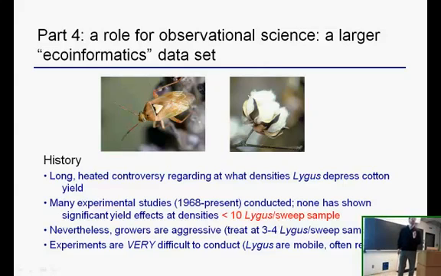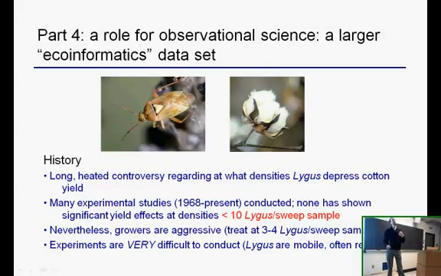But the growers are very skeptical of this experimental result. And the growers typically treat at much lower densities, sometimes 3 to 4 ligas per sweep, sometimes lower. So this has been like a festering problem in pest management in cotton. If you have to treat for ligas, it wrecks biocontrol of all the other pests, so ligas is really a key player here. But the experiments are very, very difficult to conduct. Ligas is very mobile, and it's resistant to a lot of different insecticides. It's very difficult to manipulate its densities.